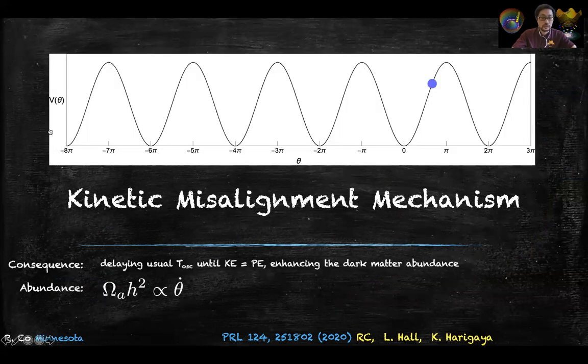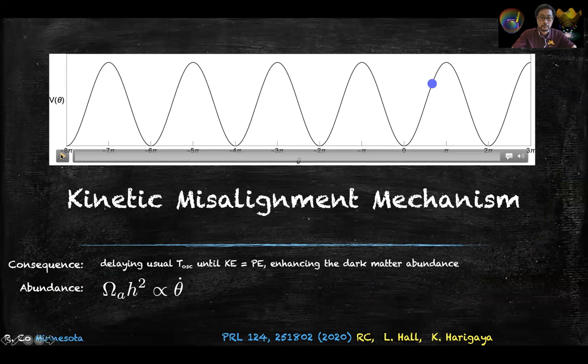Another way to see is from this video. The blue dot is the conventional misalignment mechanism. When the Hubble is comparable to the mass of the axion, the axion starts to oscillate, but at this time, the axion may still have a very large kinetic energy, and it may come in at a much later time, and it starts to oscillate only when the kinetic energy is redshifted enough so that it cannot overcome the last potential barrier, and the oscillation will start.